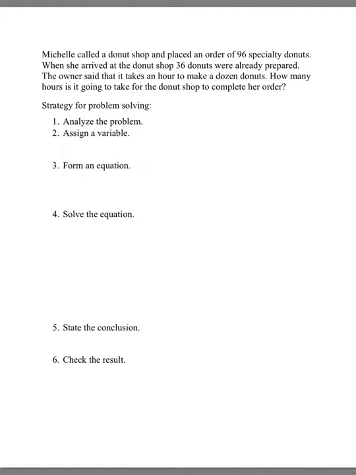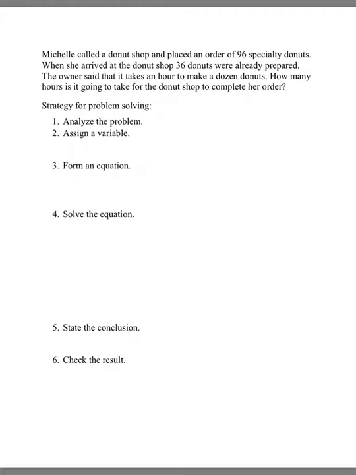Let us begin by reading the word problem out loud. Michelle called a donut shop and placed an order of 96 specialty donuts. When she arrived at the donut shop, 36 donuts were already prepared. The owner said that it takes an hour to make a dozen donuts. How many hours is it going to take for the donut shop to complete her order?